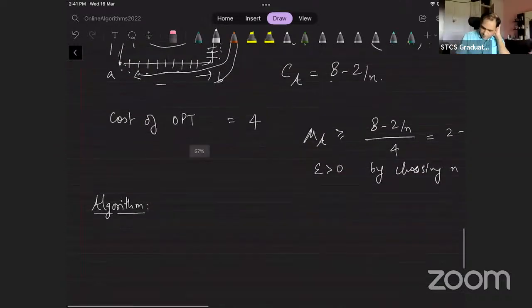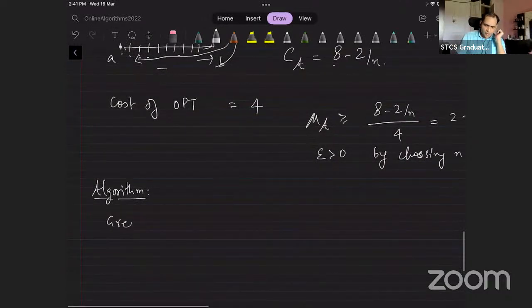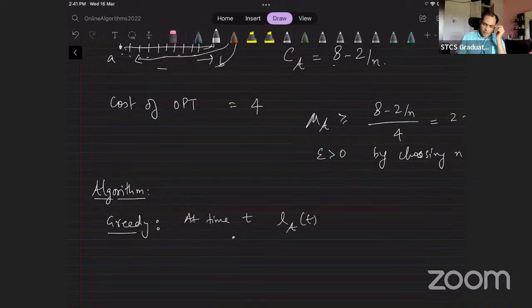So the algorithm is essentially a greedy. So what Larry is suggesting is the following. Current location, so let's say at time t, the algorithm is at L_A(t). Let the set of unfulfilled requests be U(t).